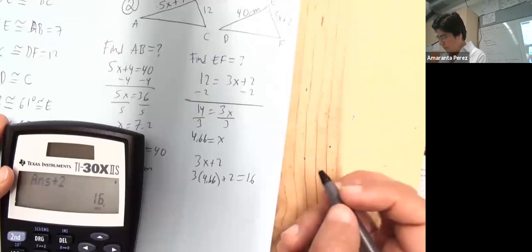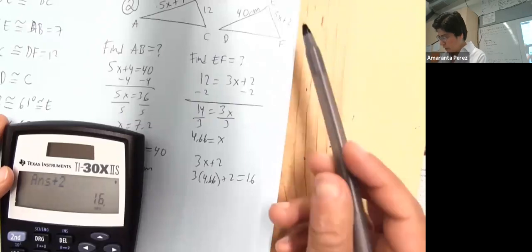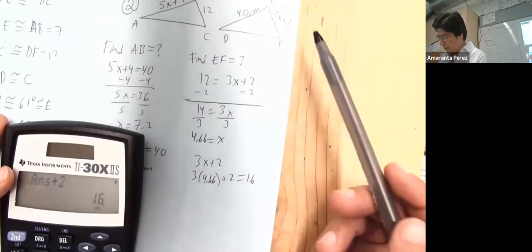Okay, so this side is 16, but they're congruent. They should need to be the same.